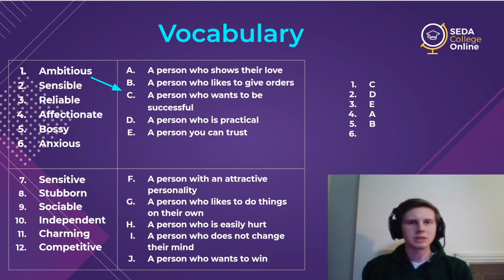So I do want to talk a bit about number H, a person who is easily hurt. I don't mean physical pain, like a cut. No, I'm talking about emotional pain. So if you say to someone, that outfit doesn't look very good, they will feel very bad. They will worry a lot. That is someone who is easily hurt. The kind of emotional pain.